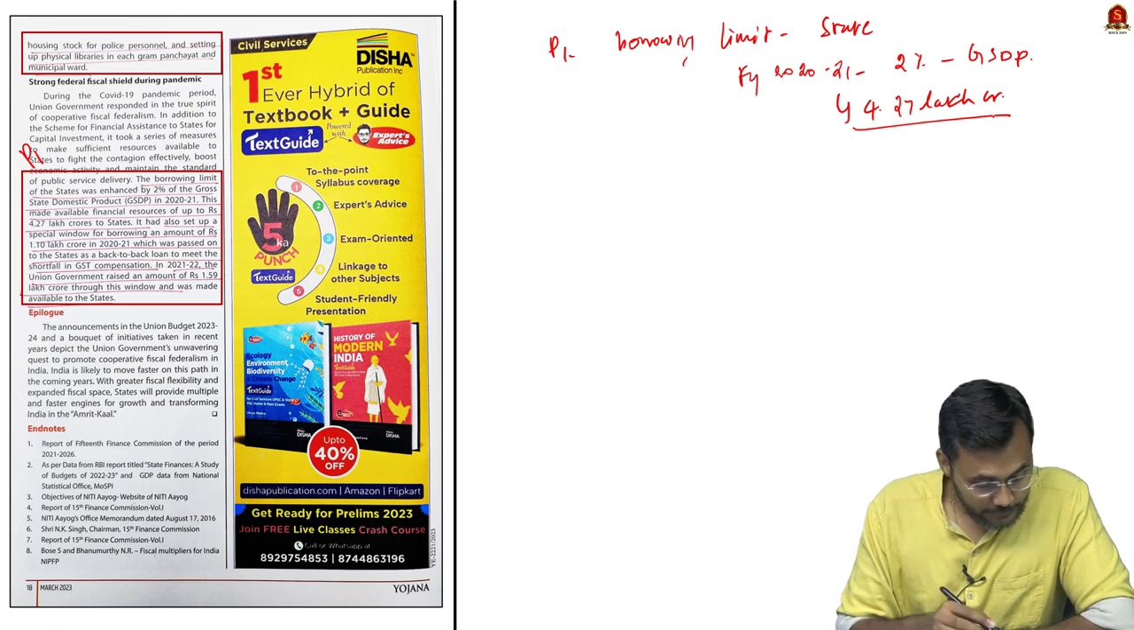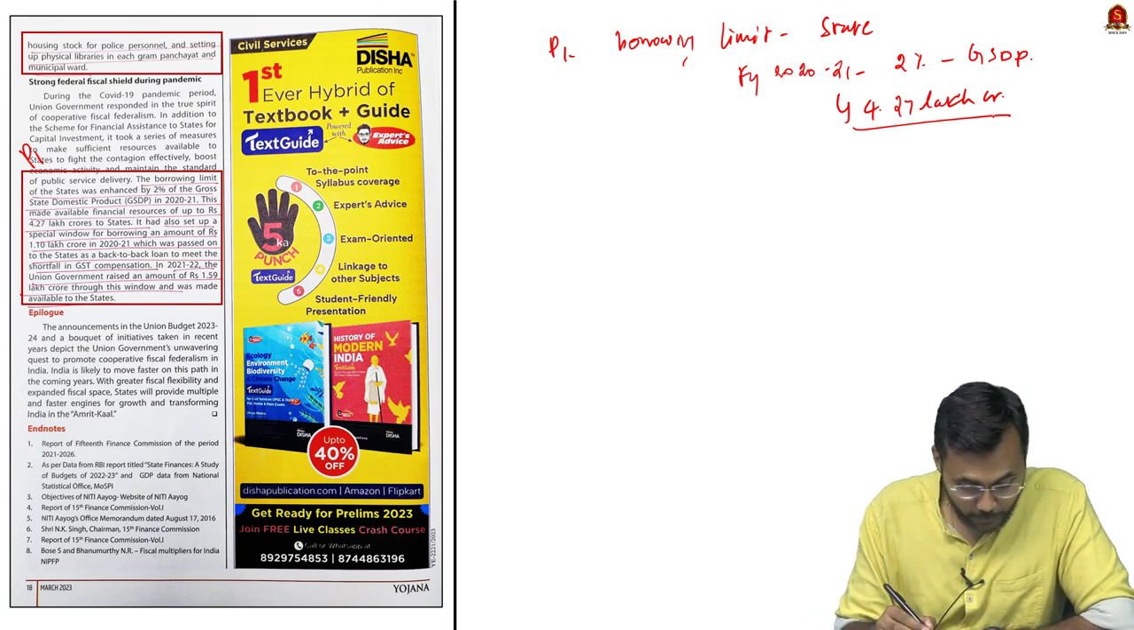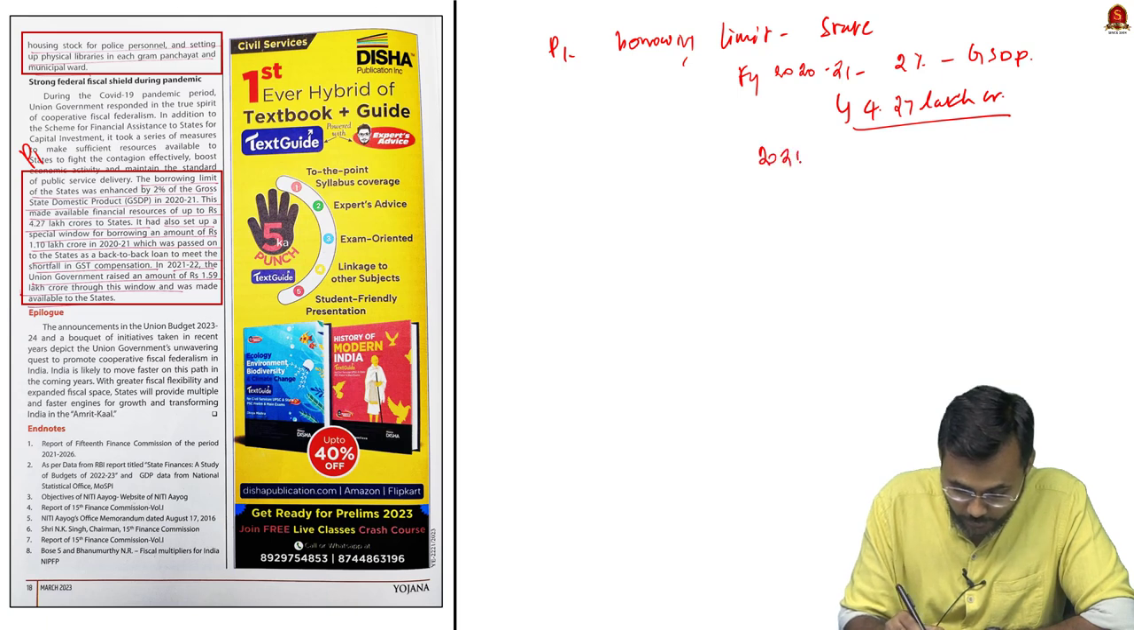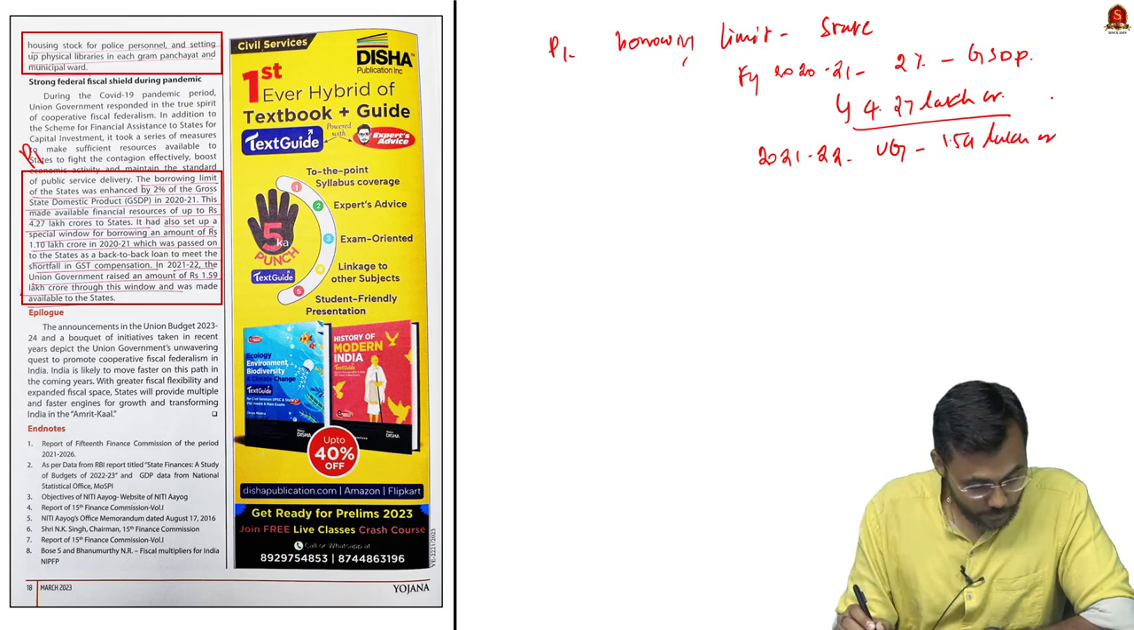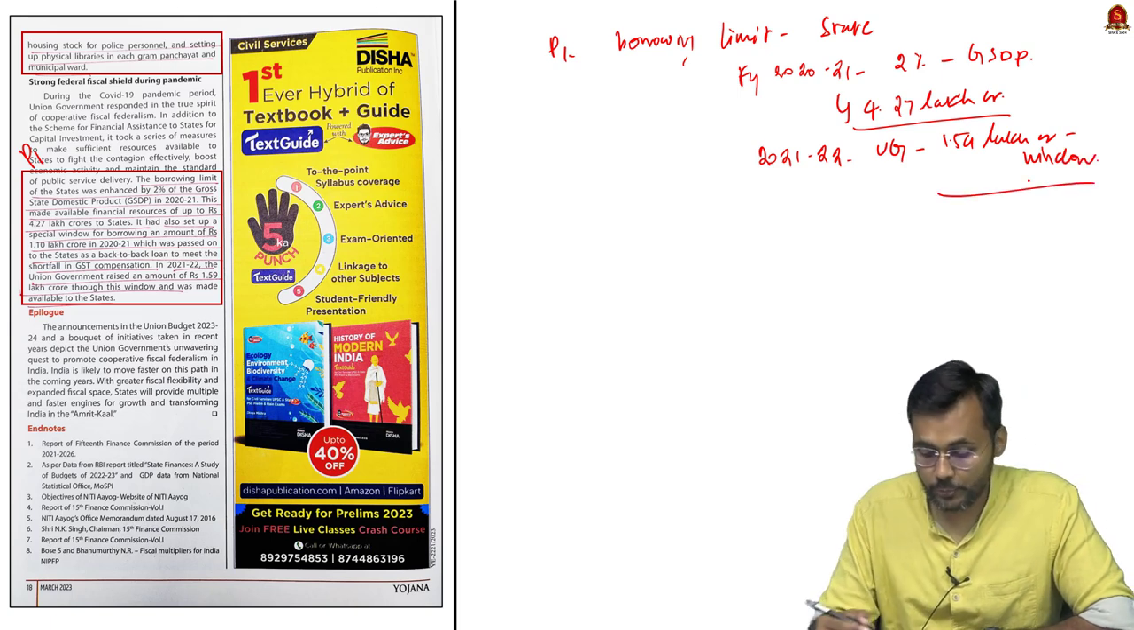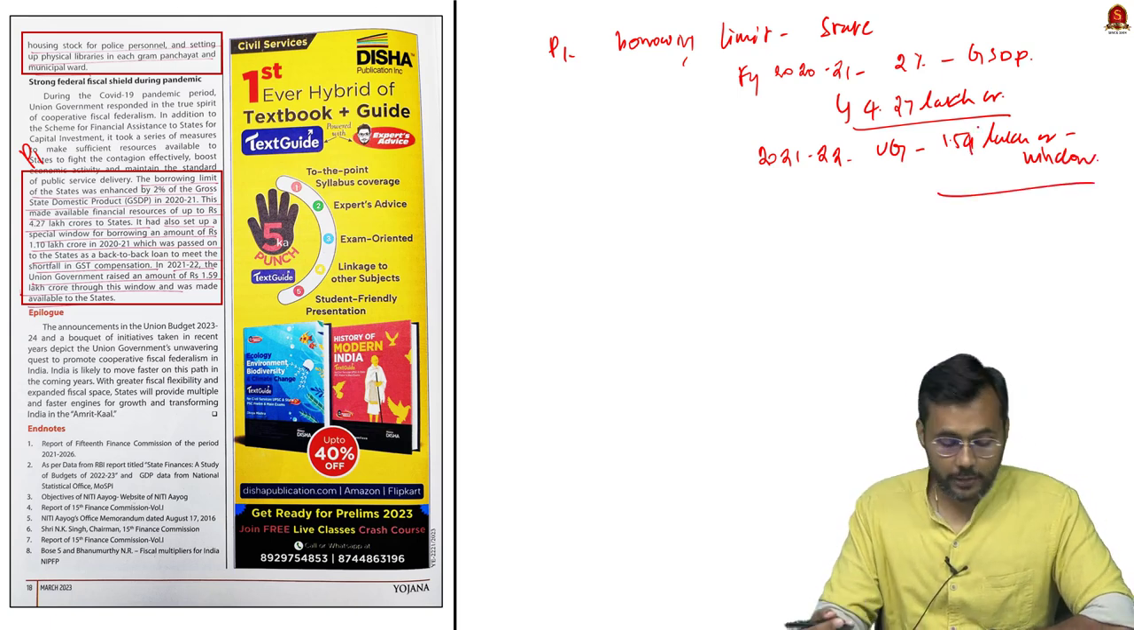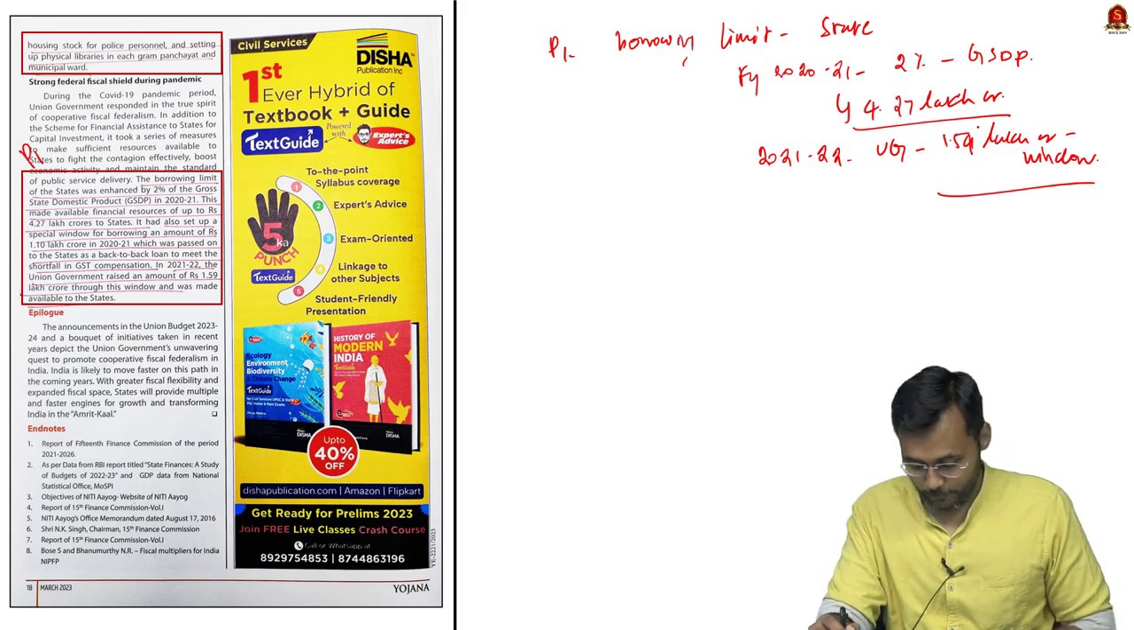And also, the union government raised an amount in 2021-22. The union government also raised an amount of 1.5 lakh crore through this window, which can be allocated for states. So that is given in this paragraph one.